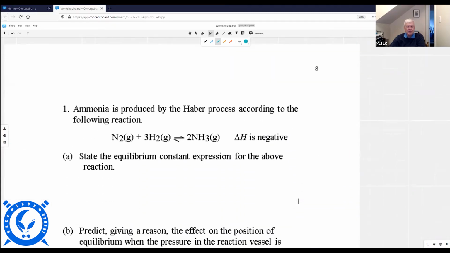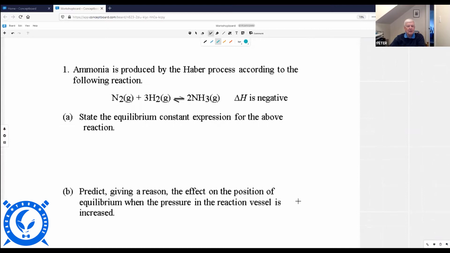Here we have the Haber process. A very famous reaction. Nitrogen reacting with hydrogen to form ammonia. Essentially functionalizing nitrogen, dinitrogen, which is a fairly inert molecule. And this is a key step in producing fertilizers. So the first question they ask is to state the equilibrium constant expression for this reaction. And again, as I say, you have to be able to do this for any reaction that you are given.